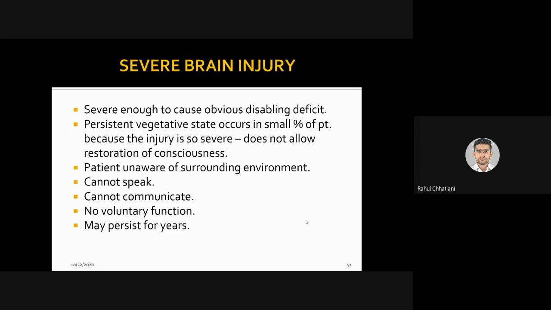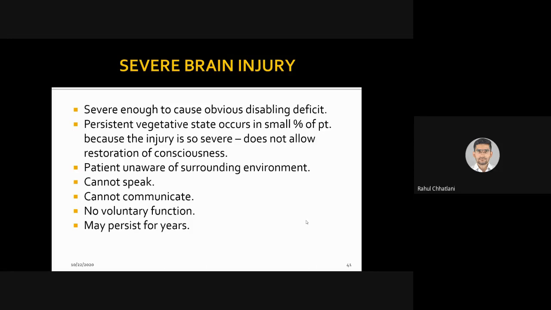We are going to see the levels of consciousness in traumatic brain injury itself. Because the injury is so severe, it does not allow restoration of consciousness. So completely, the patient cannot become conscious, completely normal conscious like you are right now. You may even be sleepy at a point, but still you are conscious. Yes. So this is again persistent vegetative state, an abnormal consciousness level.